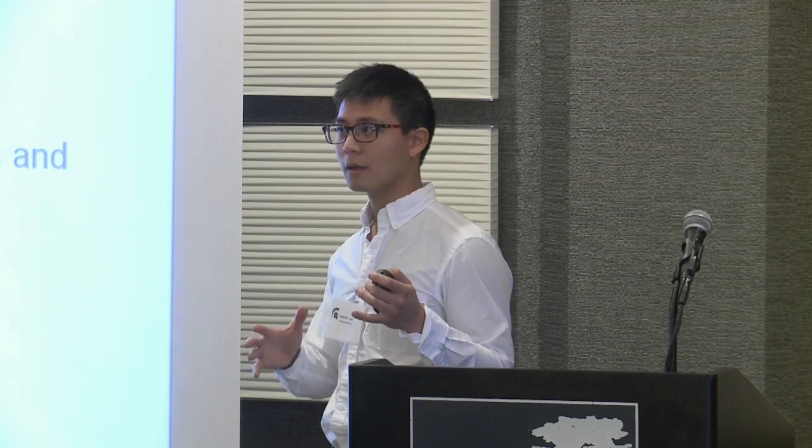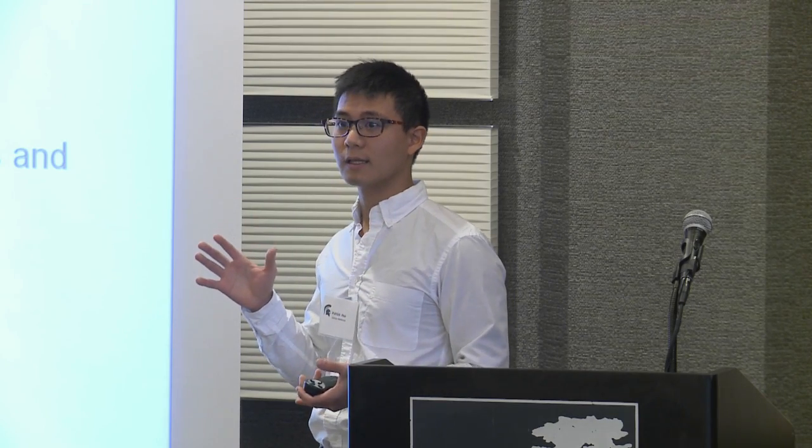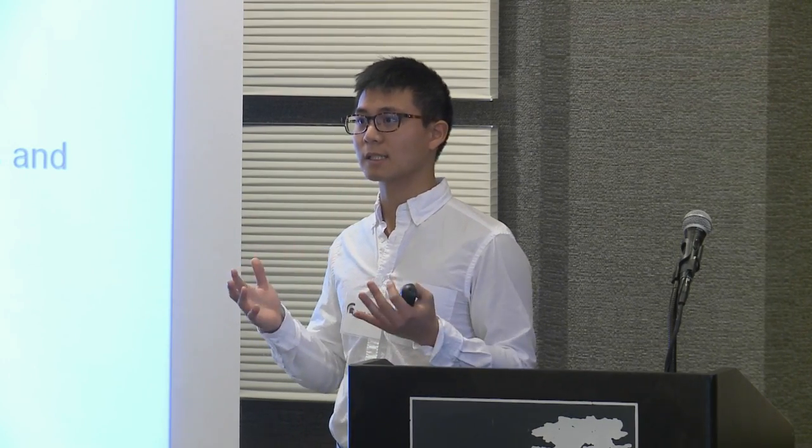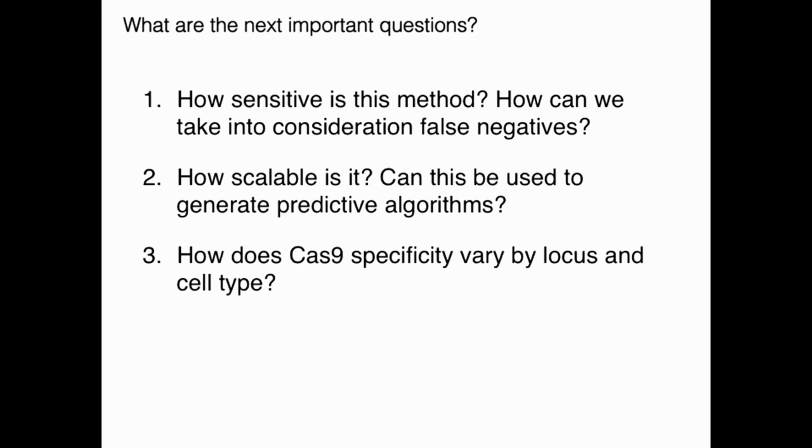So that's GUIDE-seq, right? This is the unbiased genome-wide detection of off-target sites. What are the really next important questions? For me, absolutely, the first question is really, how sensitive is this method, right? Remember when I was saying that specificity of Cas9 is kind of a black hole, you kind of ask, well, where do I stop, right? Did I actually detect all the off-targets? How do I really know?